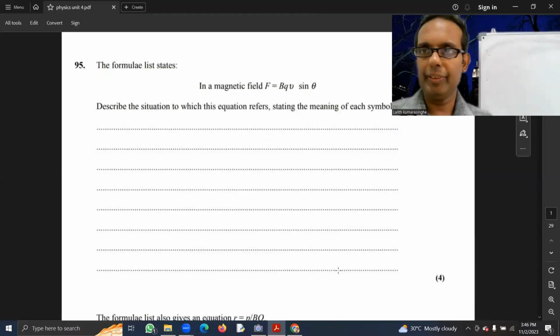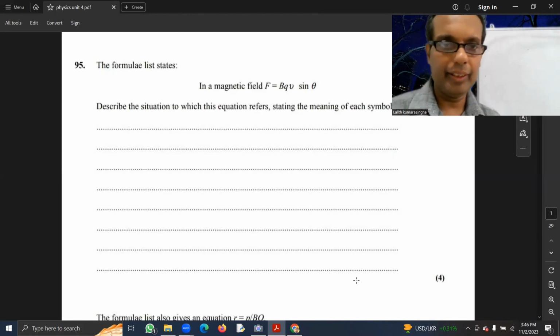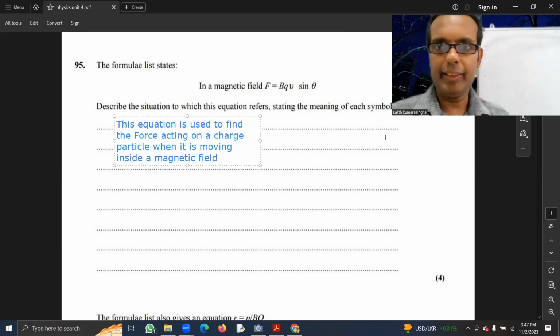So we'll try to answer this question. Question 95. Describe the situation to which this equation refers, stating the meaning of each symbol. When a charged particle is moving inside a magnetic field, this equation is valid. This equation is used to find the force acting on a charged particle when it is moving inside a magnetic field.